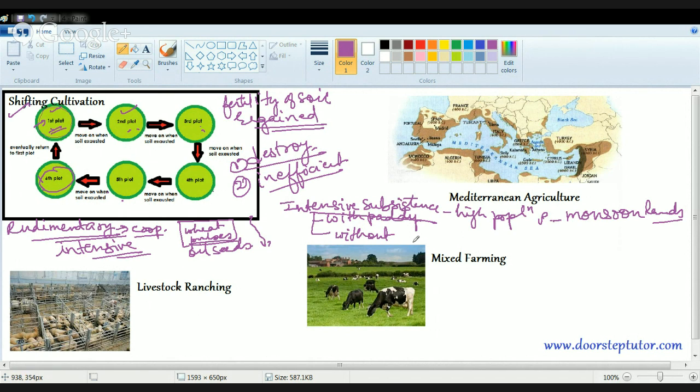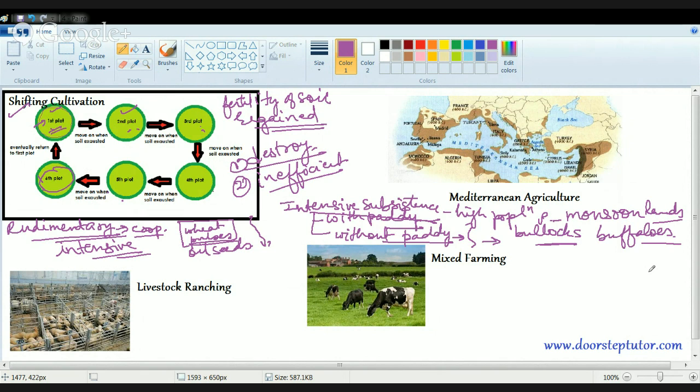So intensive subsistence with paddy means rice is the dominant production there, and without paddy means the other dominant crops are wheat, soya bean, then you have barley. In both of these, with paddy or without paddy, bullocks and bullock carts are the main animals that are used along with buffaloes. So that is intensive subsistence.